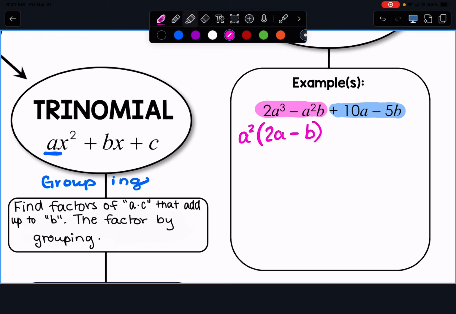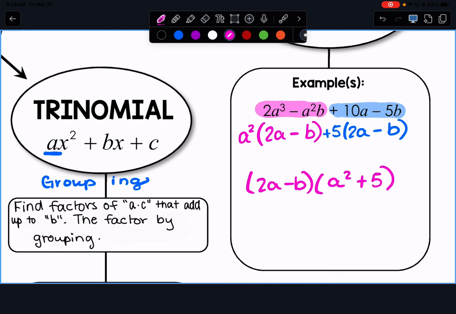For the second half, what is the GCF? 5. So that'll leave us with 2a minus b. What part is the same? 2a minus b. What part's left over? A squared. And that is how we do that.